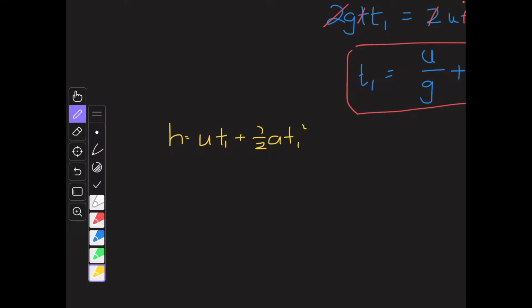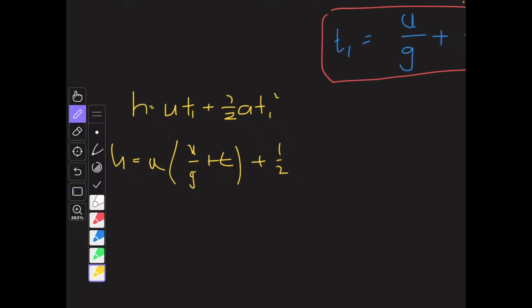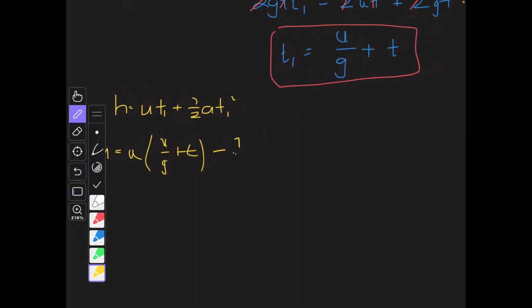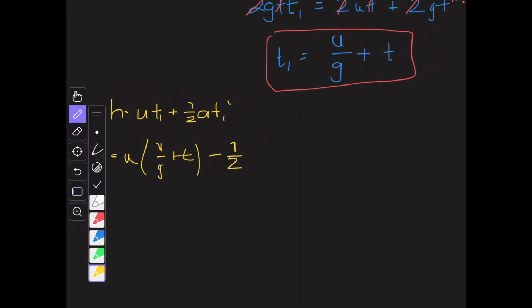Okay, let's replace our information now. And again, I can't apologize enough for this awful stylus. u over g, oh my lord, plus t, plus a half. Maybe I have to zoom. I think there's like a sweet spot on this device, but unfortunately I just haven't found it yet. So this is minus a half. I do want to say I don't think it's the app. I think it's just my terrible stylus.